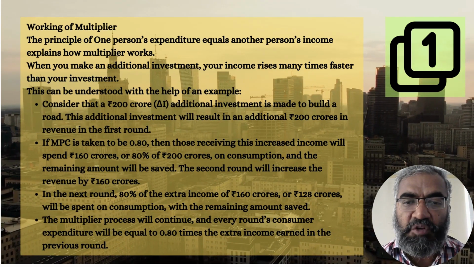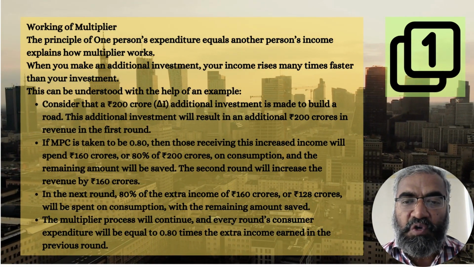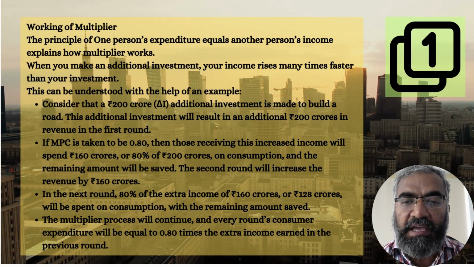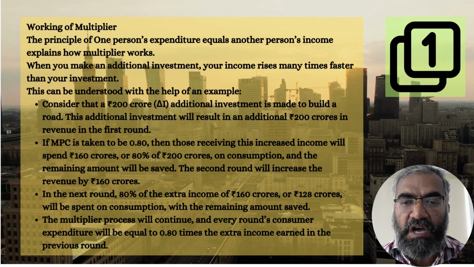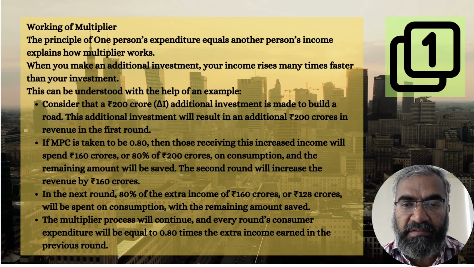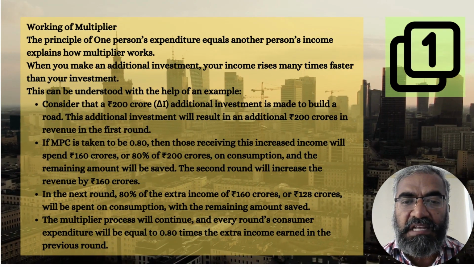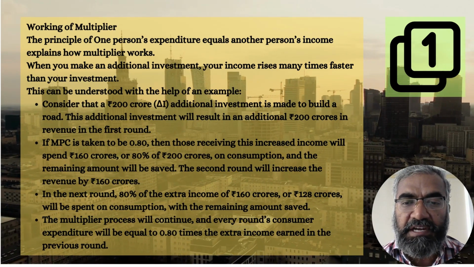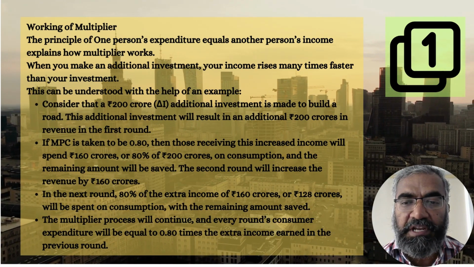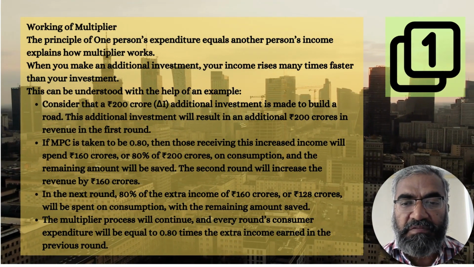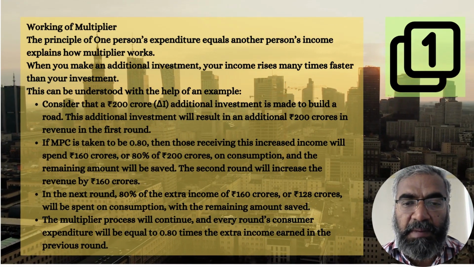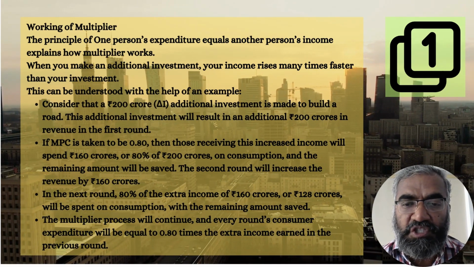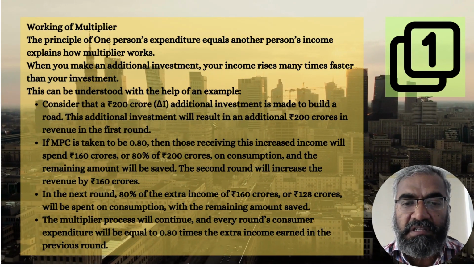If the MPC is taken to be 0.80, then those receiving this increased income will spend rupees 160 crores, or 80% of rupees 200 crores, on consumption, and the remaining amount will be saved. The second round will increase the revenue by rupees 160 crores. In the next round, 80% of the extra income of rupees 160 crores, or rupees 128 crores, will be spent on consumption, with the remaining amount saved. The multiplier process will continue, and every round's consumer expenditure will be equal to 0.80 times the extra income earned in the previous round.